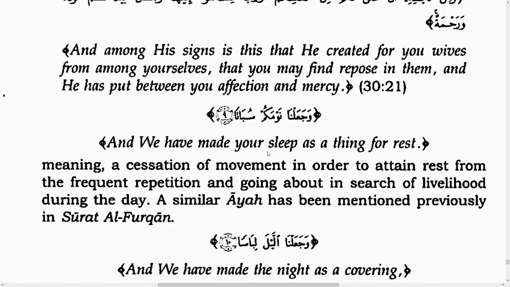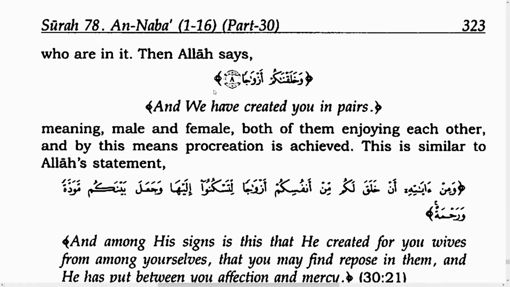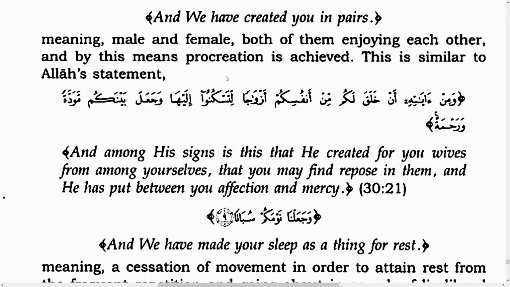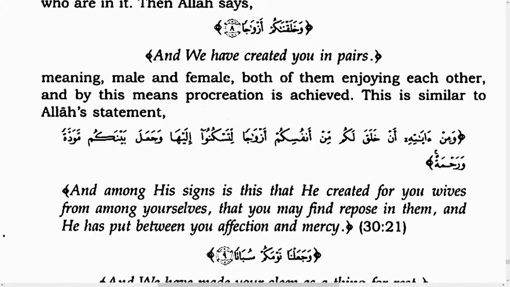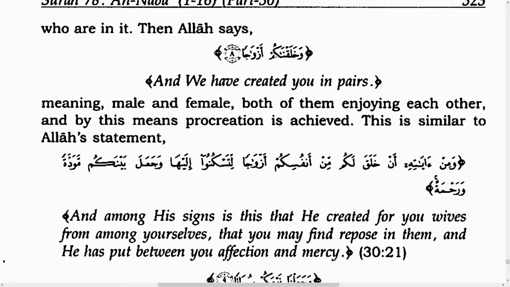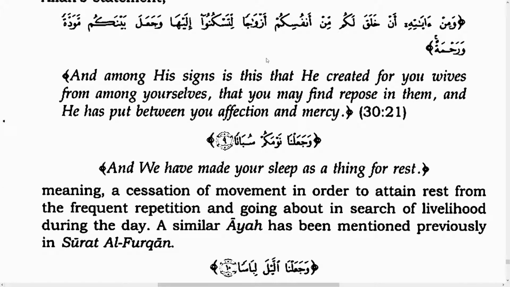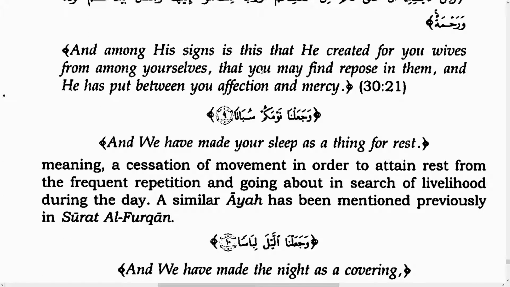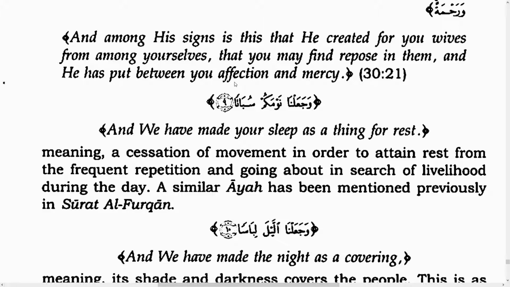So now, he talked about three things, right? The earth, the mountains, and we created you in pairs. Now he talks about things which are important: sleep. So many people don't have sleep. I have sleep disorders, they're unable to sleep at night. And this is important. Sleep is important. And he made وَجَعَلْنَا نَوْمَكُمْ سُبَاتًا.